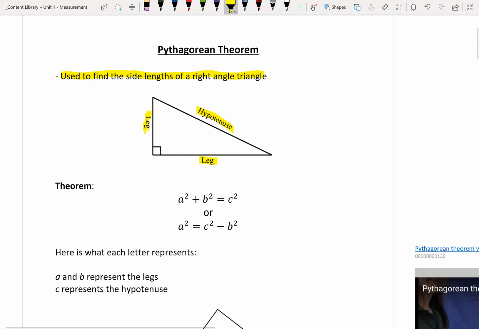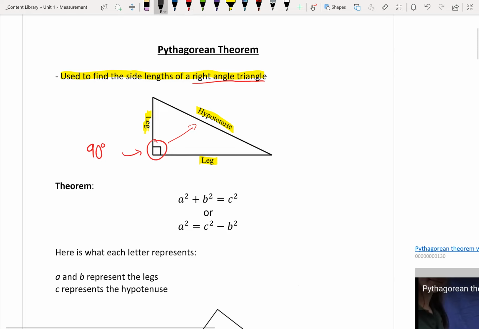The two legs are easy to tell because they form our corner, our 90-degree angle. And that's what's key in a right-angled triangle, is that it has a 90-degree angle in it. And then we have our hypotenuse, which is our other side. It is our longest side in our triangle, and it is opposite our 90-degree angle.